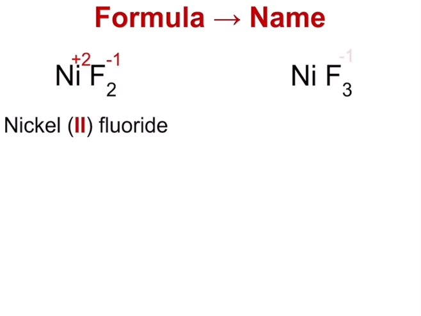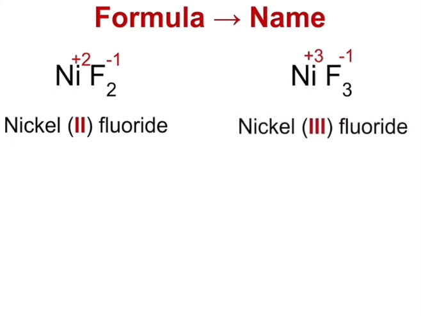The compound on the right also contains fluoride ion with its charge of -1. Since there are three of them in the compound, nickel next to them must have a charge of +3 to bring the overall charge of the compound to 0. The name of this compound will be nickel(III) fluoride.